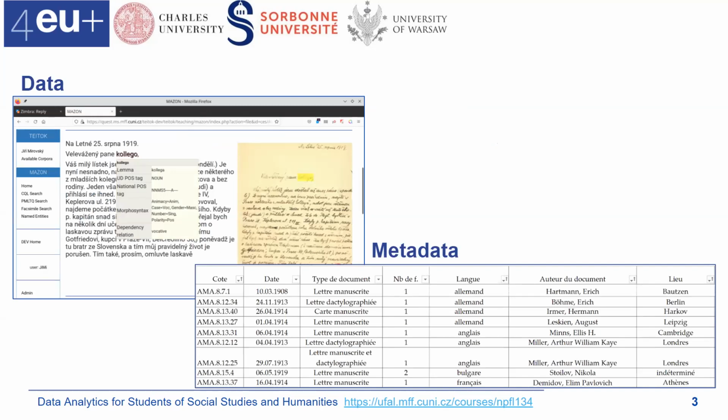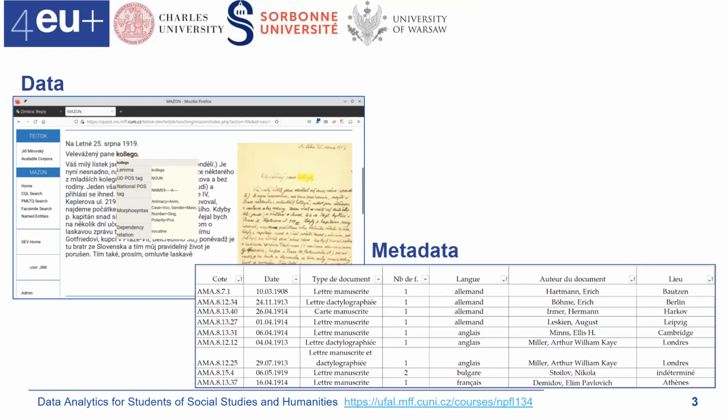Here, this is just a reminder. You are familiar with the Andre Mazon archive in detail. So the data is a collection of letters and postcards, originally in the form of images as a result of digitization. And later on, you transcribed some of the documents, and so at least part of the archive is in a textual form.